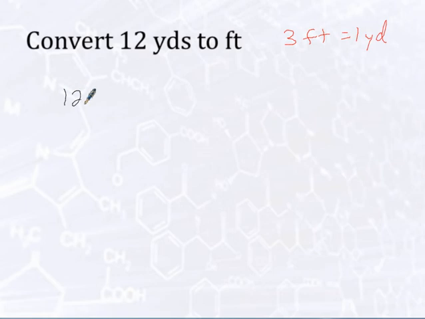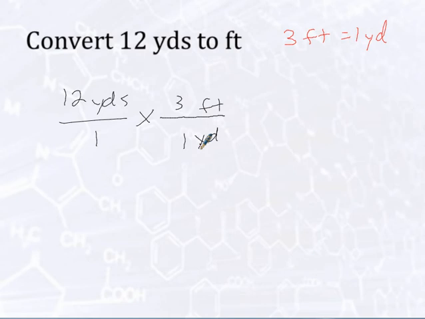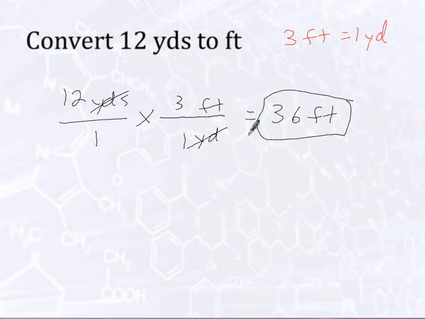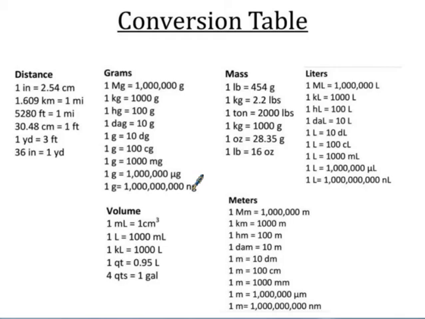So if I have 12 yards and I place that over 1, I need to build my conversion factor to cancel the units out. So if I have yards on top, that means yards will go on the bottom. And I know in 1 yard that is 3 feet. My yards cancel out, and I take 12 times 3, and I get 36 feet. Hopefully you're starting to see that this is getting a lot easier.